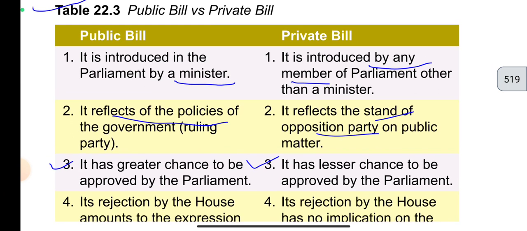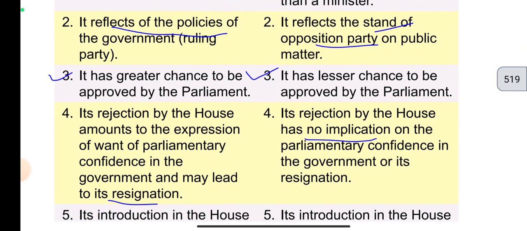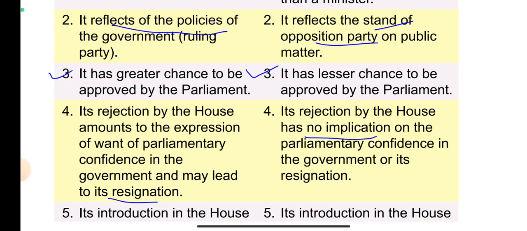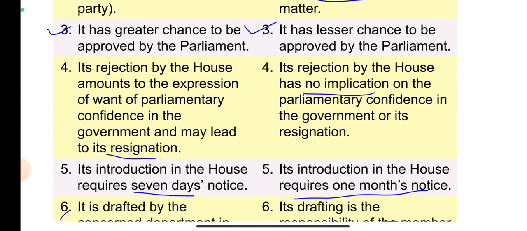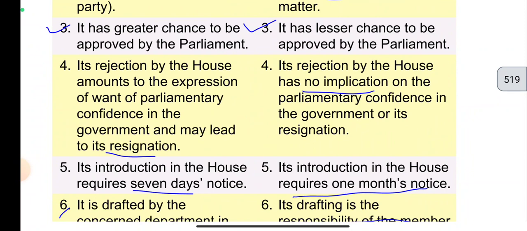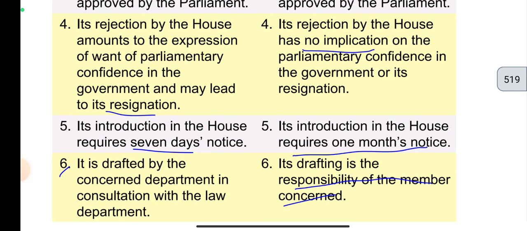Public bill versus private bill. Public bill is introduced in the parliament by a minister. Private bill by any member of parliament other than a minister. Then public bill reflects the policies of the government ruling party, and private bill reflects the stand of opposition party on public matter. It has greater chance to be approved by the parliament, जो कि पब्लिक बिल है, and lesser chance जो कि प्राइवेट बिल है. Its rejection by the house amounts to the expression of want of parliamentary confidence in the government and may lead to its resignation, जो पब्लिक बिल है, but private bill, its rejection by the house has no implication on the parliamentary confidence in the government or its resignation.